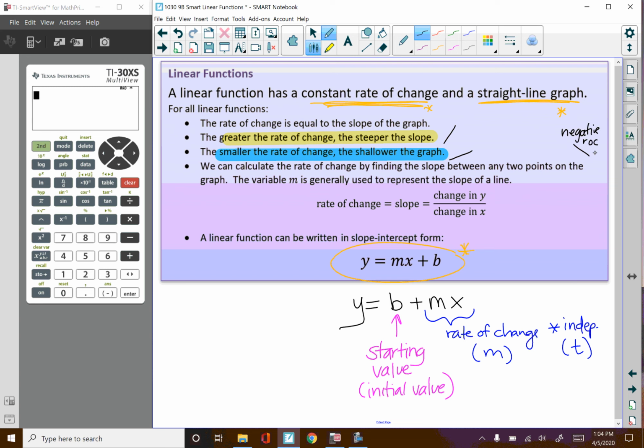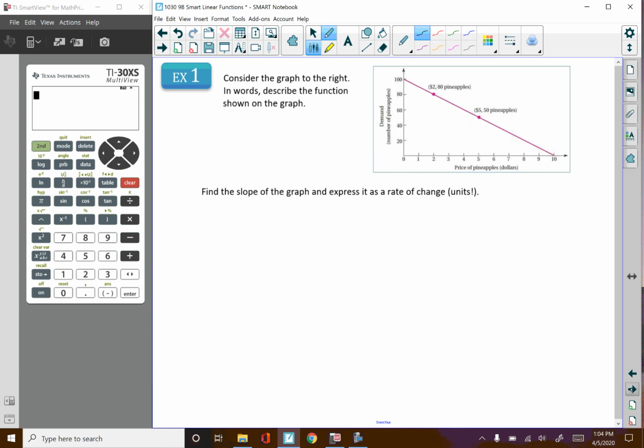Rate of change, ROC. We can calculate the rate of change by finding the slope between any two points on the graph, and the rate of change would be equal to the change in the y value divided by the change in the x value. Most of the time when we talk about rate of change, we use the variable m. So we're going to start with the rate of change, and then we'll get into writing some equations.